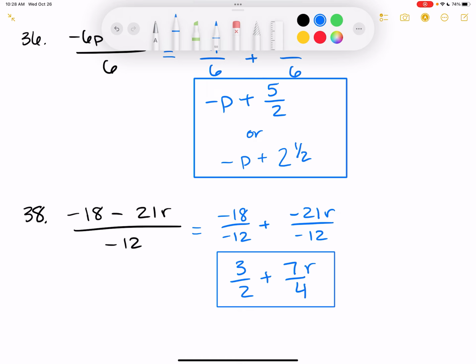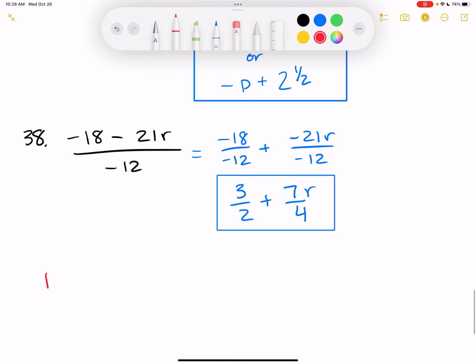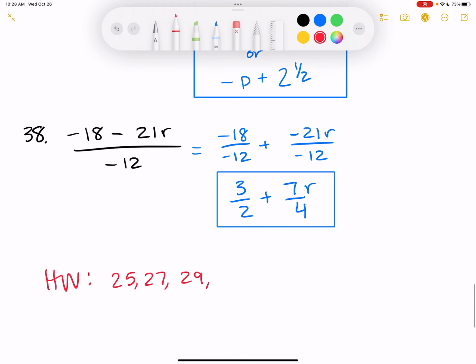Any questions about these? Feel okay about them? Cool. All right, so that's all for this section. So a few problems. Let's see. 25, 27, 29, 33, 35, 37, and 41.